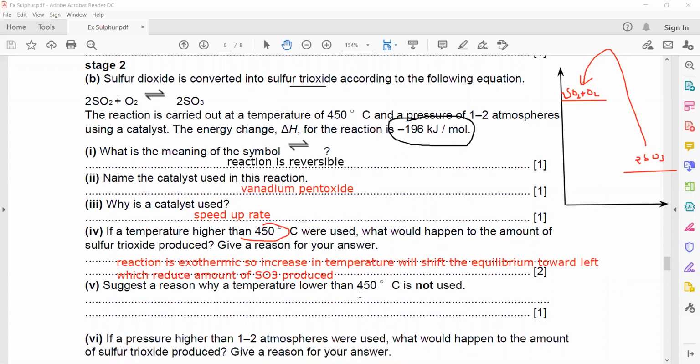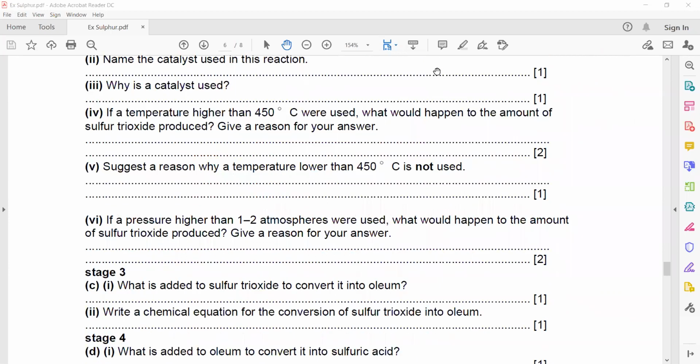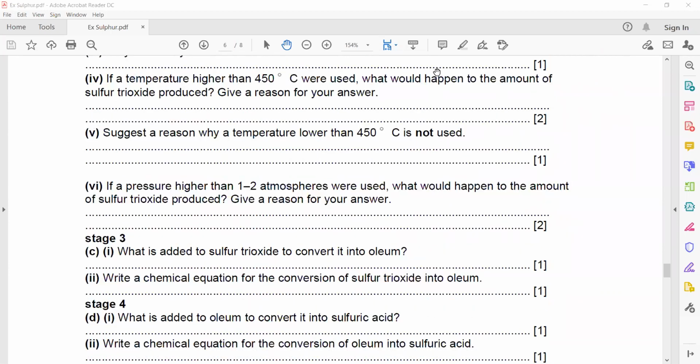Suggest a reason why a temperature lower than 450 is not used. If we use a temperature less than 450, the speed of the reaction will be very slow, which takes a lot of time to produce sulfur trioxide. Then the last one, if a pressure higher than 1 or 2 atmosphere were used, what will happen to the amount?